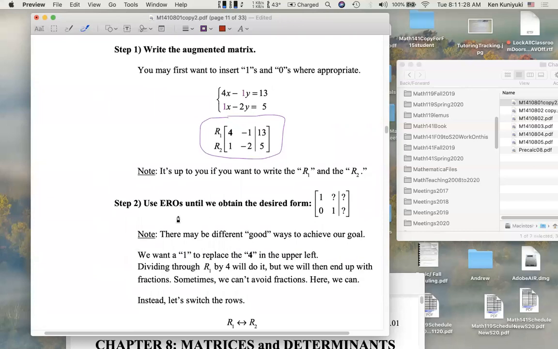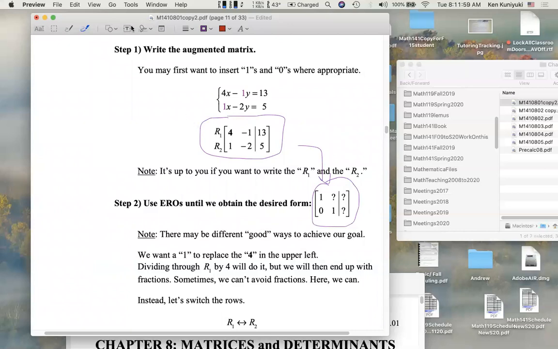You're going to apply EROs, elementary row operations, until you obtain the desired form. 1's along the main diagonal and 0's all below. So we're aiming for this. This is kind of like the target back in those trig identities. We're aiming for that form, where the question marks represent kind of like wildcards. Bear in mind, we can get this form if and only if there is a unique solution, one unique solution to the system.